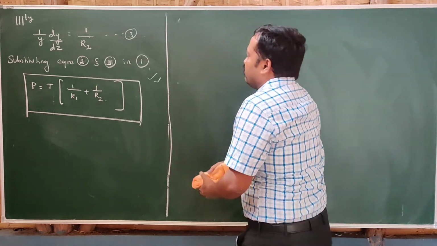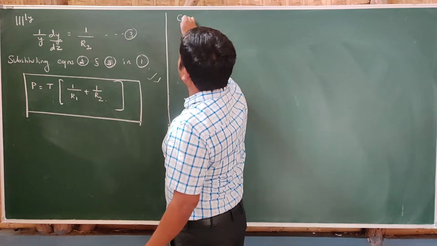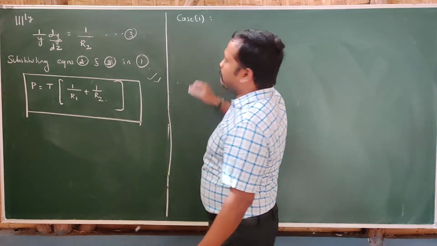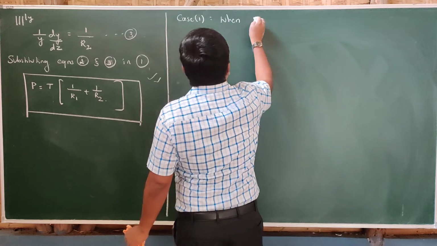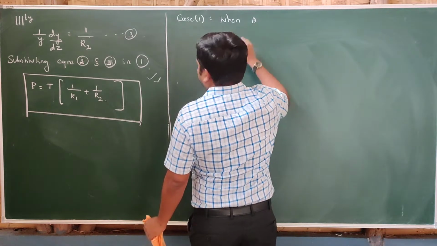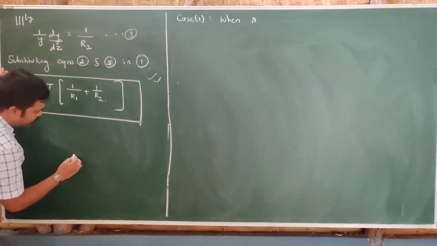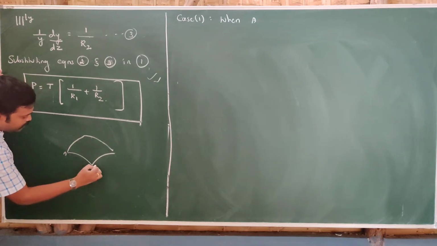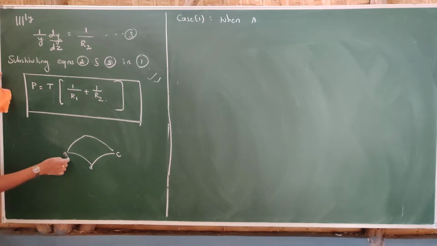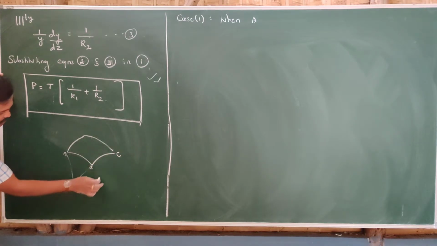Now, let us write with the different cases. Let me go with case number 1. Case number 1 says that when AB, I think you remember this. See here, this is AB and this is AC, a curvilinear. This is AB and this is BC. The center of curvature is on this side and the center of curvature is on this side.